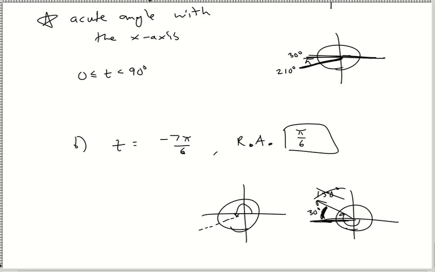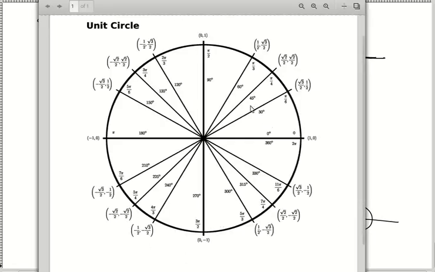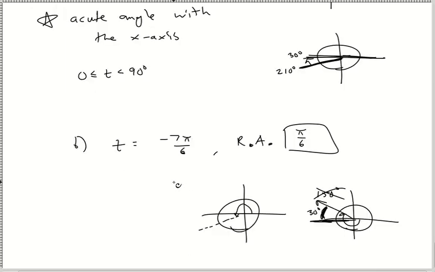How do I know those? Well, I simply go back here. I say, oh, it's 30 degrees. Oh yeah, that's pi over 6. You could use a formula for that, too, I guess. Kind of like a formula conversion.